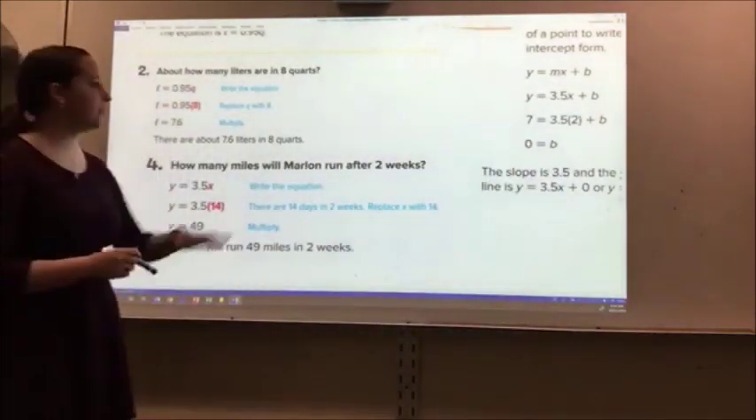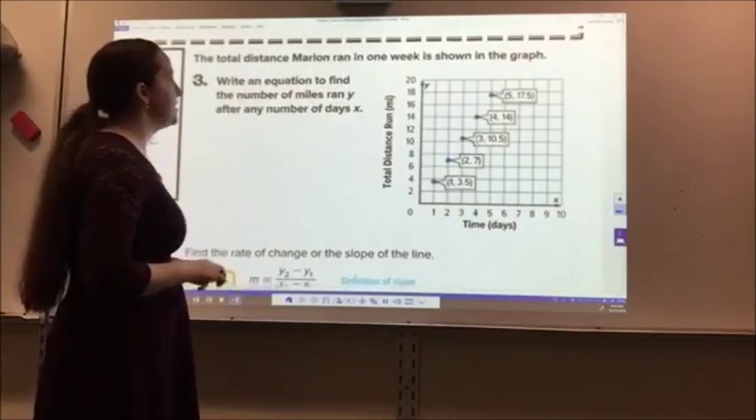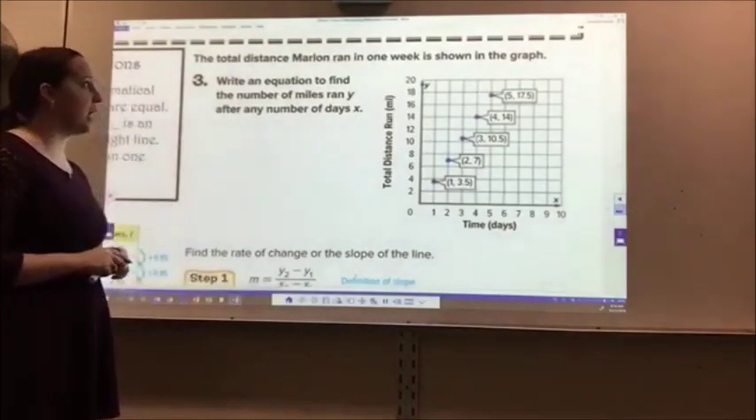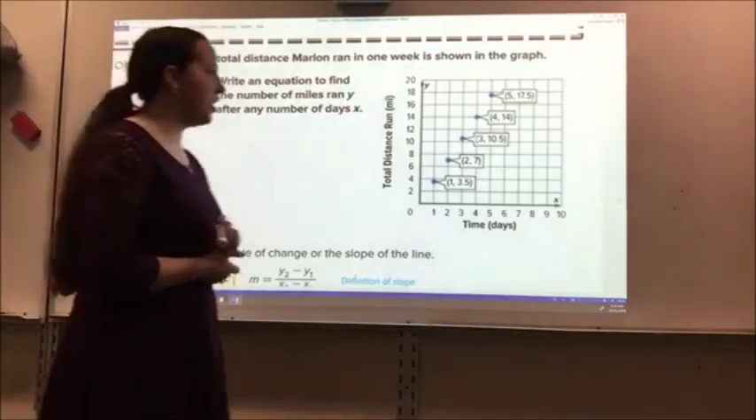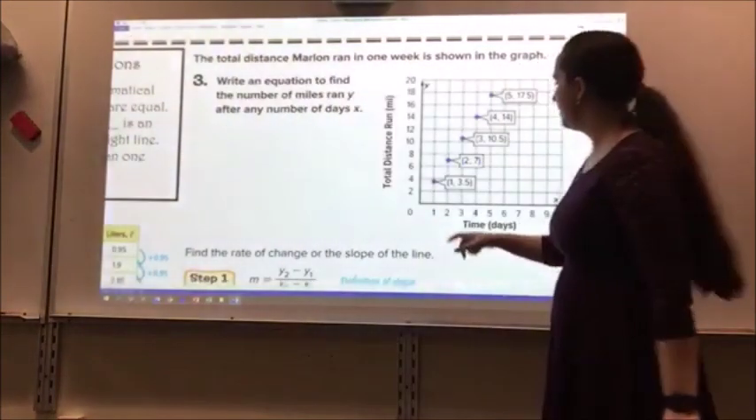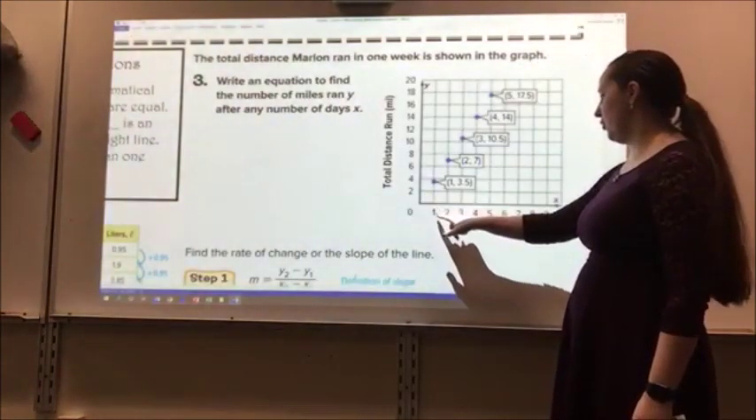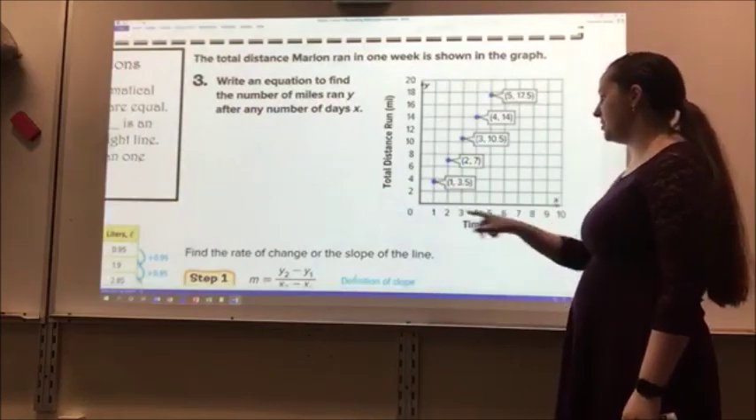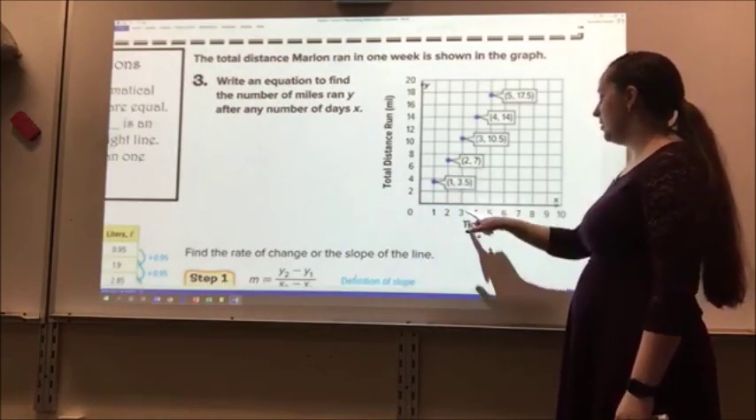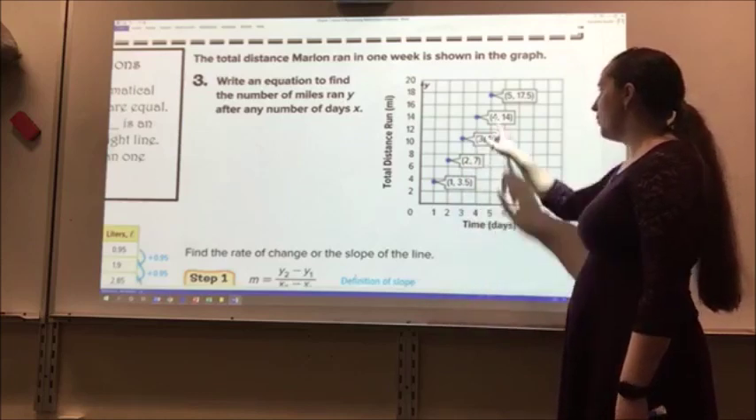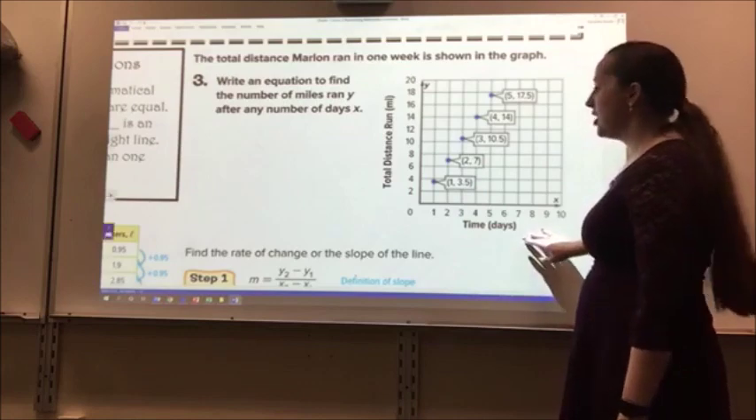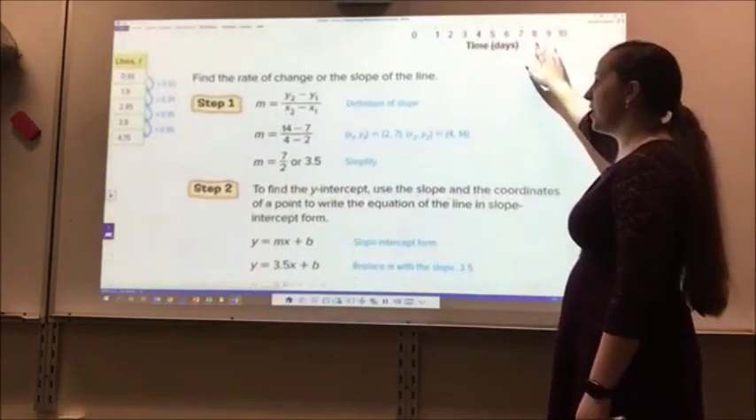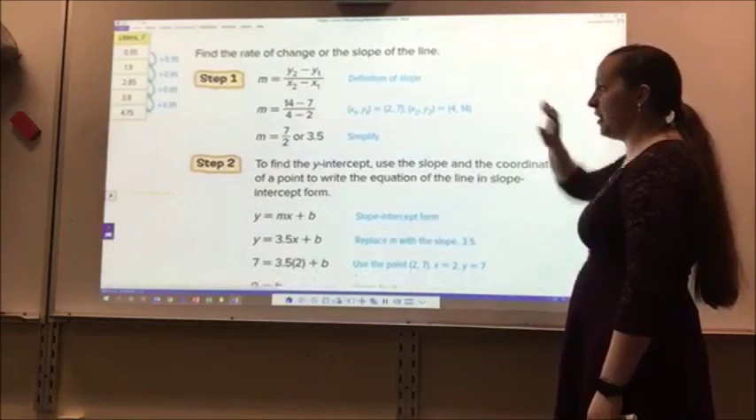All right, for number 3, the total distance Marlon ran in 1 week is shown on the graph. Write an equation to find the number of miles ran, y, after any number of days, x. So if you notice, for the first day, he ran 3.5 miles. 2 days, he ran 7. 3 days, 10.5. 4, 14. And 5 days, 17.5. So the first thing I want to do is find the rate of change, or the slope of the line.